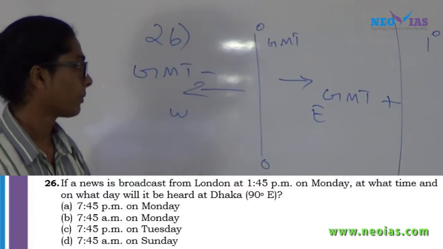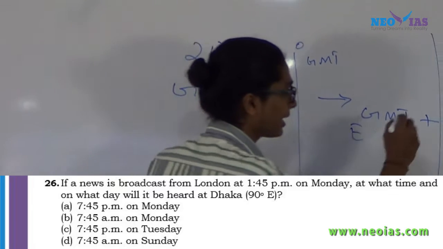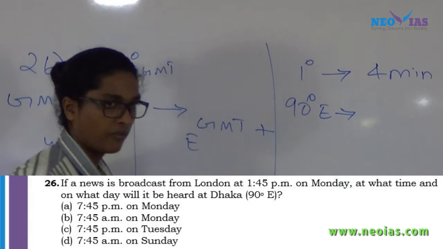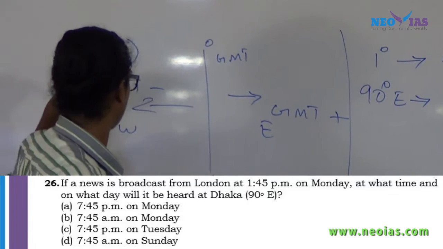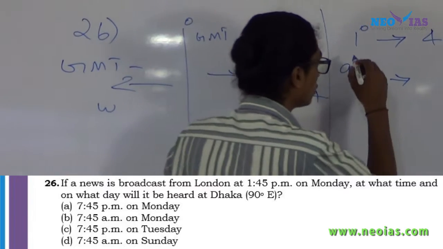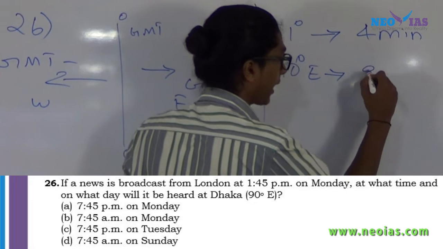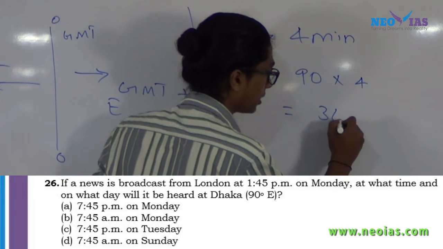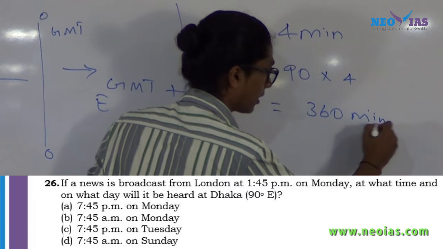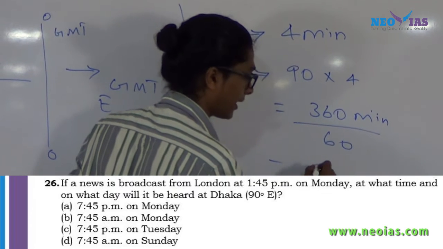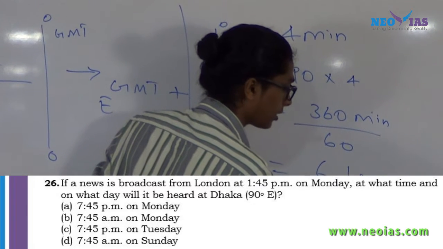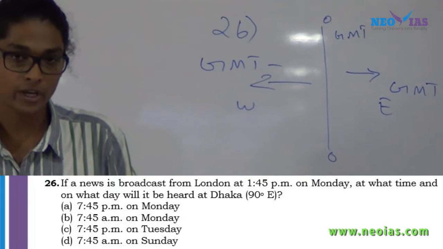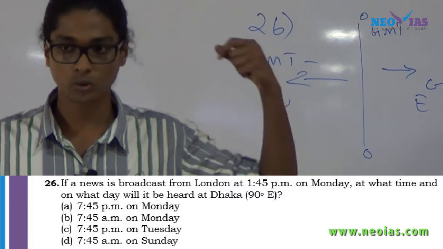Okay. So in this particular question, the longitude is being given as 90° east. So that means we need to add time with GMT. So for 1 degree it is 4 minutes. For 90° it will come out as 90 into 4, 360 minutes. Divided by 60, we will get it in terms of hours. So now we need to add this 6 hours to GMT.